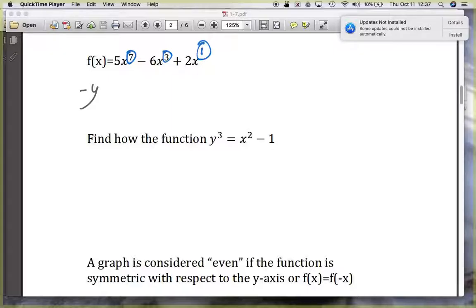If you plugged in a negative for all of these, I'm just going to run through it anyways because I can.